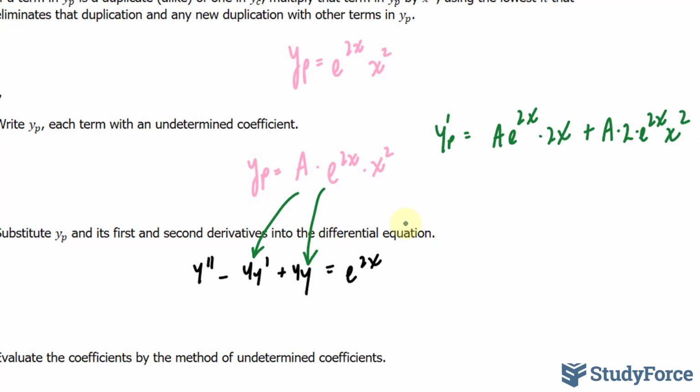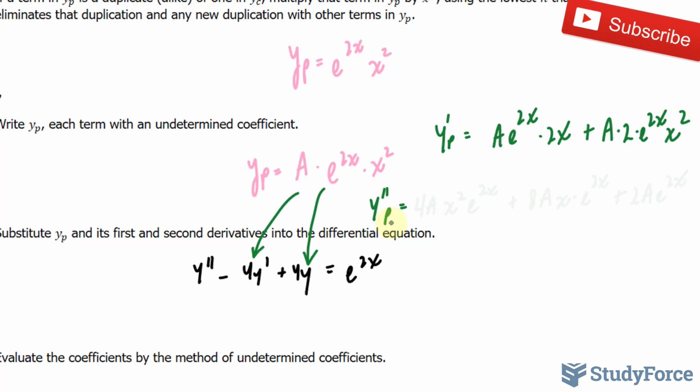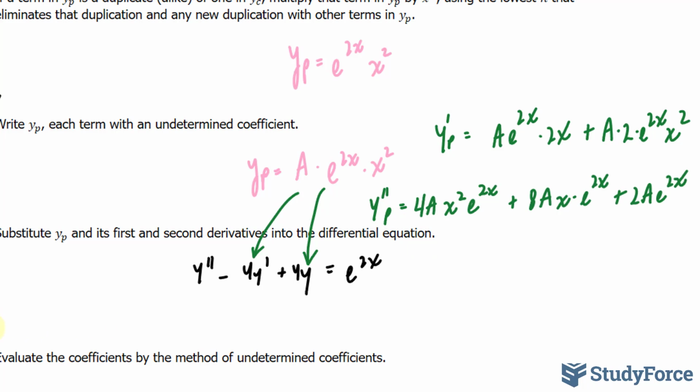And to find the second derivative, we have to do the product rule twice, to this term and to this term. If you do this correctly, you should end up with the following equation. Y double prime sub p is equal to this. Therefore our equation on the left side here has become this minus 4 times this plus 4 times this. And if you set it up correctly, you should end up with the following.